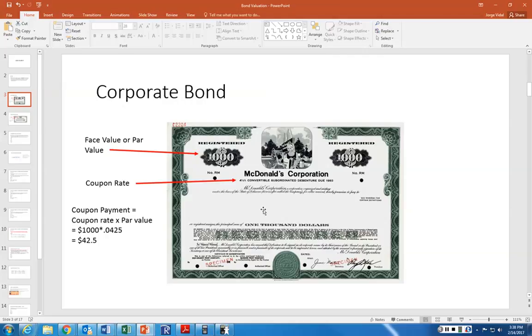This is a corporate bond. It's McDonald's. Face value, par value, 1,000. Coupon rate is 4.25. In the exam, I'll give you 4.25 or 6.25. I won't give you fractions. So you have to know how to do this. I will not give you the equation in the exam. The coupon payment is the coupon rate times the par value. So 1,000 times 0.0425 equals 42.5. We don't know what the maturity is, so this will happen until the bond expires.